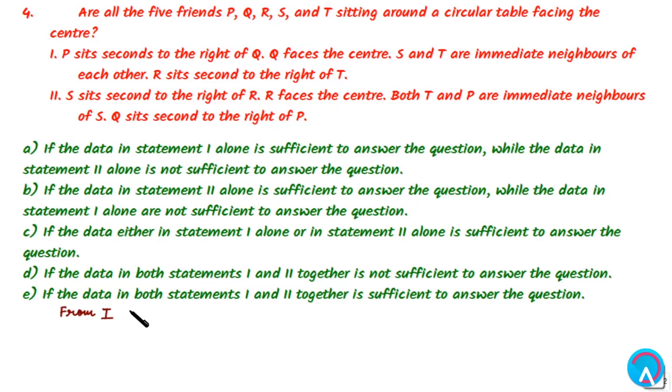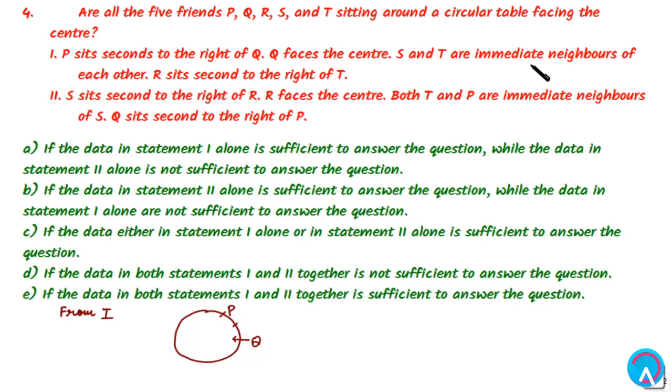From the first statement, let's draw a circular table. It is given here that P sits second to the right of Q, and Q faces the center. So let this be the position of Q. Q is facing towards the center and P sits second to the right of Q, so one position this and one position this. So this will be the position of P.